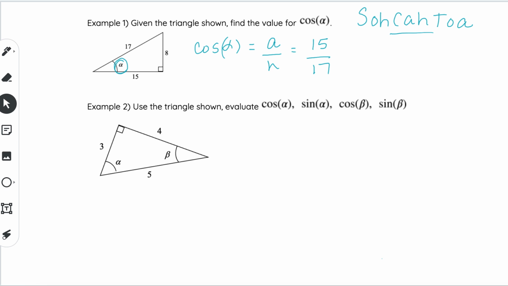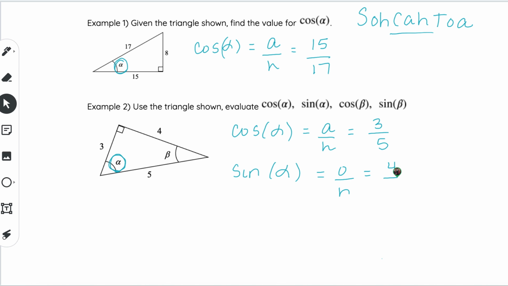In example 2, we're looking for cosine of alpha, sine of alpha, cosine of beta, sine of beta. So let's start with cosine of alpha, which is adjacent over hypotenuse. From the viewpoint of alpha, the adjacent side is 3, and the hypotenuse we know is 5. Also, let's find sine of alpha. Sine of alpha is opposite over hypotenuse. The opposite side is 4, and the hypotenuse is 5.